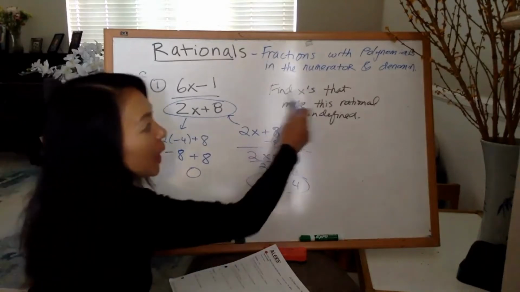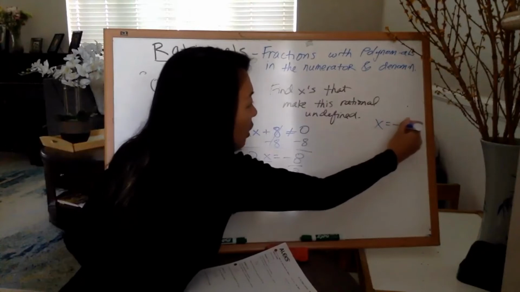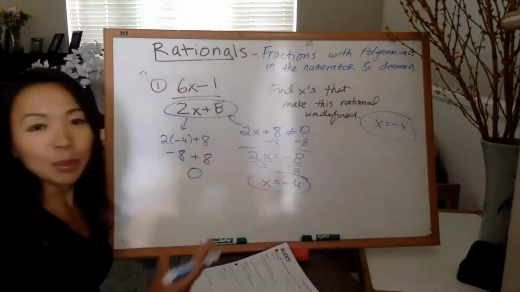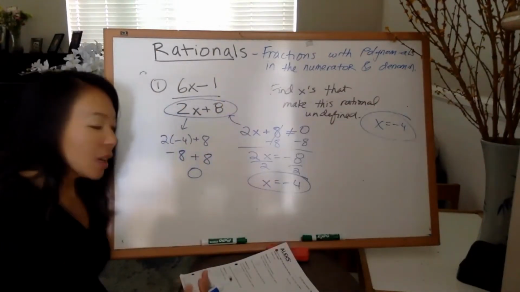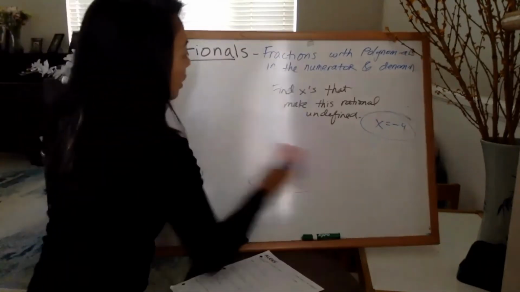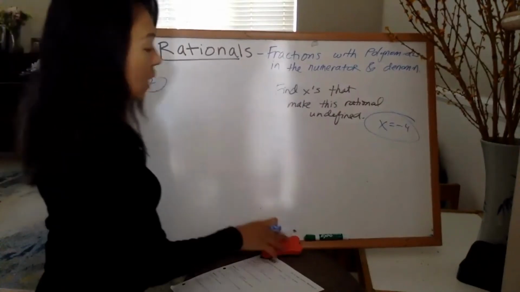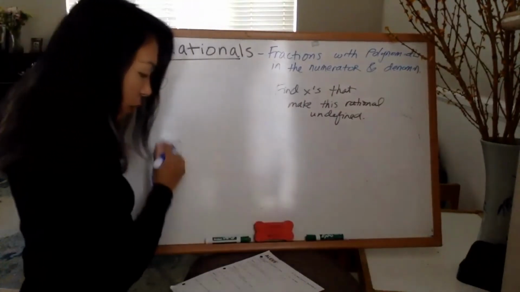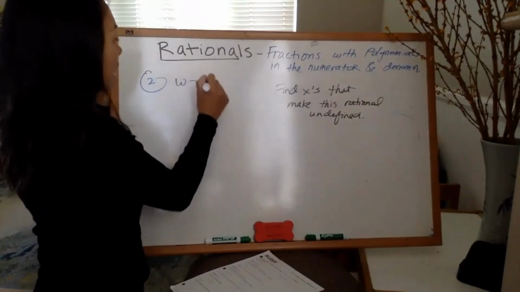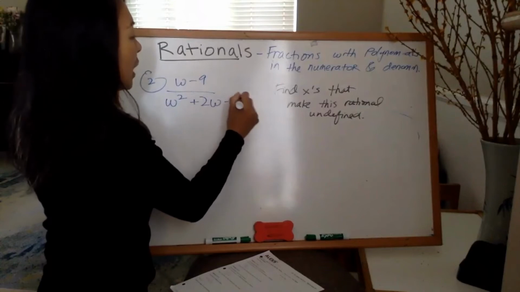So when they ask you to find x's that make this rational equation undefined, x equals -4 is the number that's going to be the problem spot. So that being said, let me give you guys a chance to go ahead and work on number 2. And number 2, if you look at your worksheet, says w minus 9 over w squared plus 2w minus 8.